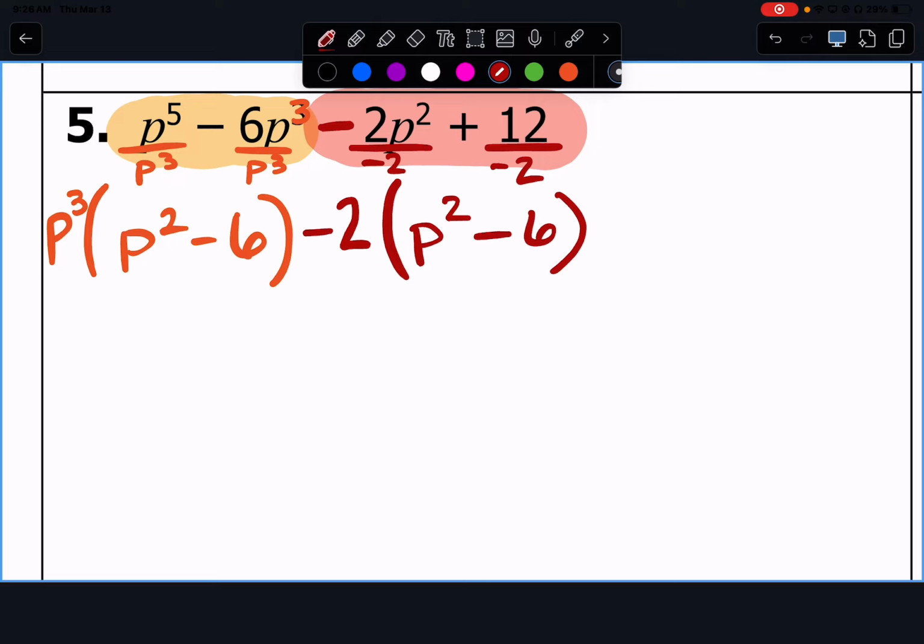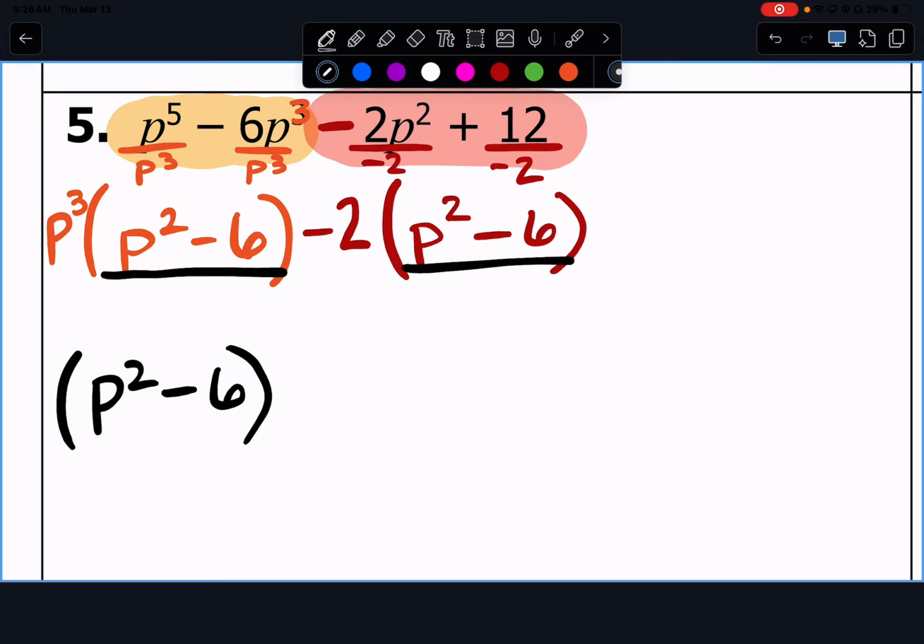All right, now what is the same? P squared minus 6 is the same, so we're going to take that and pull it out. And what will that leave us with? Or not p squared, p to the cubed. Then it's minus 2. And that's our answer.